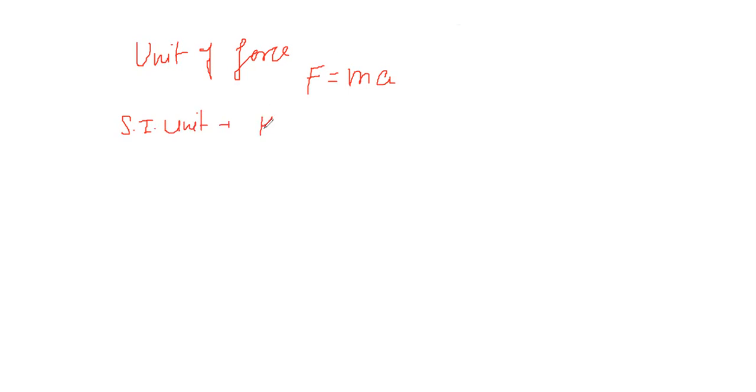Now what is the unit and dimension? Write the next heading, that is unit of force. With the help of the formula we can write F equals mass into acceleration. So the SI unit is kg times acceleration unit, meter per second square, or, after the name of the scientist, Newton. We can simply write capital N.